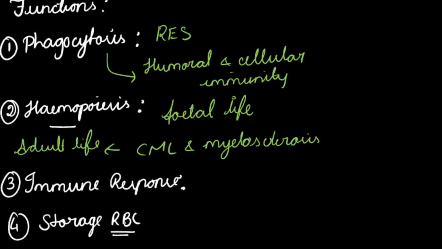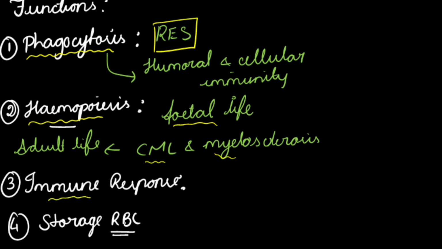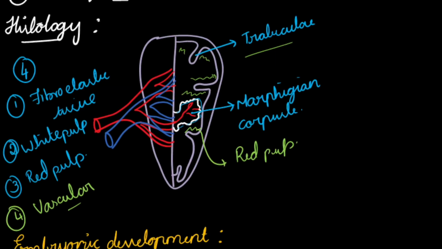And now regarding the functions of spleen, first one is phagocytosis, as it is the main component of reticuloendothelial system. Then it also contributes in hematopoiesis during the fetal life, and in adult life also it contributes whenever there is any diseases such as CML and myelosclerosis, and it helps in immune response, and it also helps in the storage of RBC.